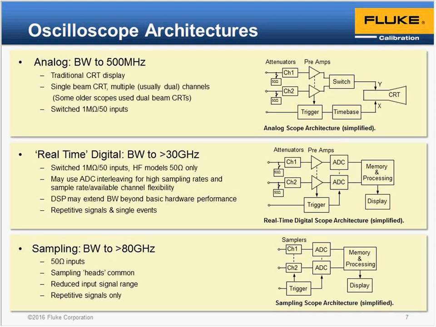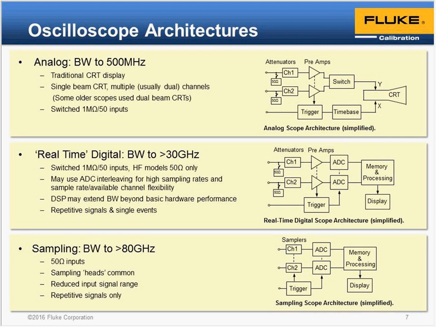Those scopes can deal with any kind of signal, a repetitive signal or a single one-off event. But the sampling scopes down at the bottom of the screen are somewhat different. They again have a different architecture. They make use of analog to digital conversion, but in front of those analog to digital converters we have samplers, or sample and holds. And they use a principle called equivalent time sampling, where they take samples on successive cycles of the input waveform at slightly later times, so they can actually reconstruct the overall waveform.